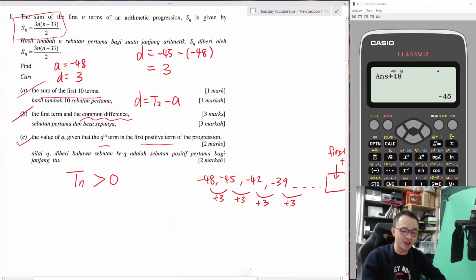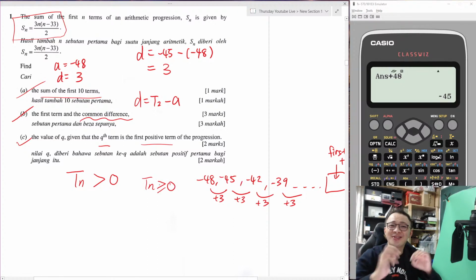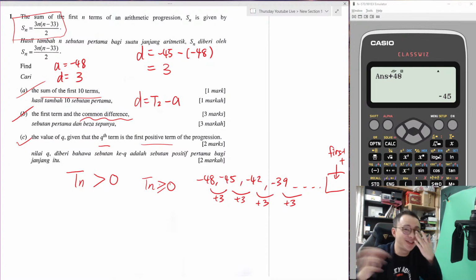So now the question asked is, which term will be your first positive term? Therefore, I will say Tn must be bigger than 0. Over here, you don't see me write bigger than or equal to 0. Why? What if the term equals 0? 0 is not a positive term. 0 is a neutral number. It's neither positive nor negative.